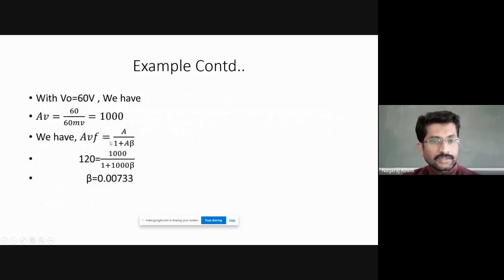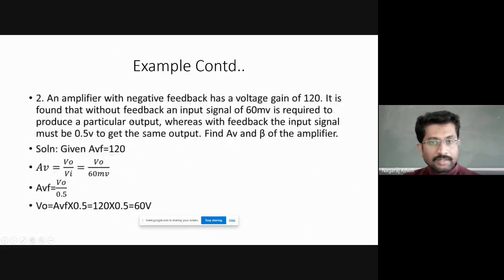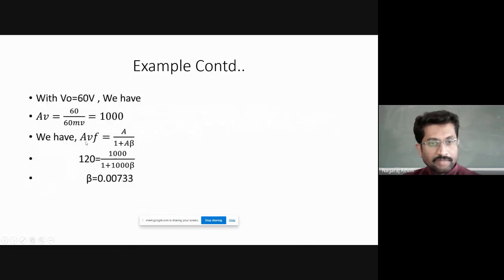Next, I have asked to find out the beta value of the amplifier. The gain equation with feedback in terms of gain without feedback is AVF is equal to A divided by 1 plus A beta, because it's a voltage feedback amplifier, negative feedback, voltage series negative feedback amplifier. For both voltage series and voltage shunt feedback amplifiers, the gain equation with feedback is the same: AVF is equal to A divided by 1 plus A beta.